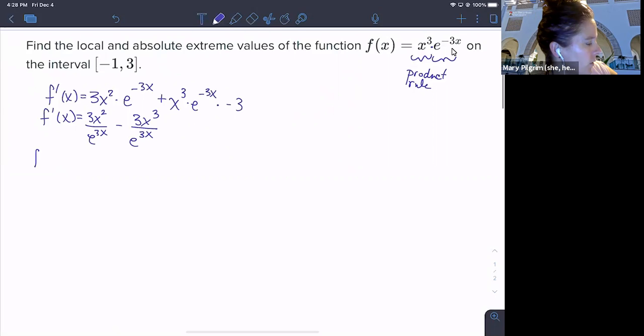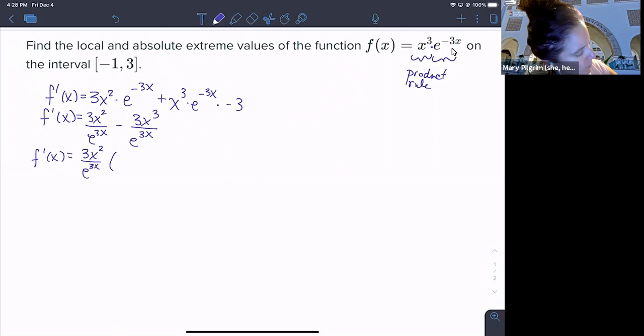And I can do some factoring here, and this is going to be useful in finding critical points. I can factor out a common 3x squared over e to the 3x, leaving me with 1 minus x on the inside. So now looking at this, in order to find critical points, I look at where the first derivative is undefined, and I also look at where the first derivative is 0.